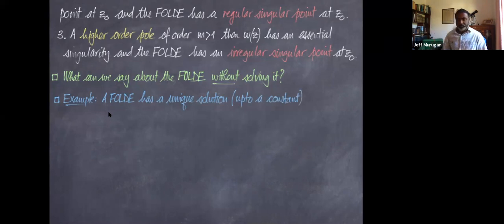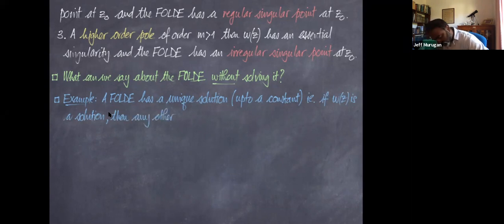And that's the constant of integration. So suppose I have such a solution, and I'm going to call it W of Z. That means that any other solution, let's say V of Z, is some constant times W of Z. If W of Z is a solution, then any other solution V of Z can be written as some constant C times this W of Z. So that's what I mean by unique up to a multiplicative constant.